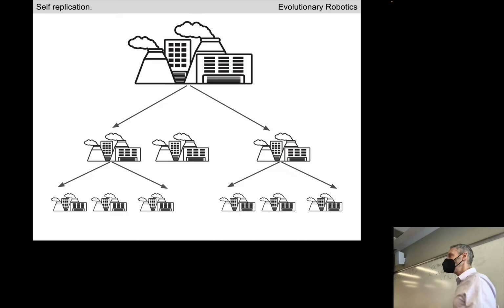So not really, right? We have apps that obviously you can download and they sort of replicate across our phones as you download them, but this isn't strictly the idea of self-replicating machines or algorithms. Yeah?